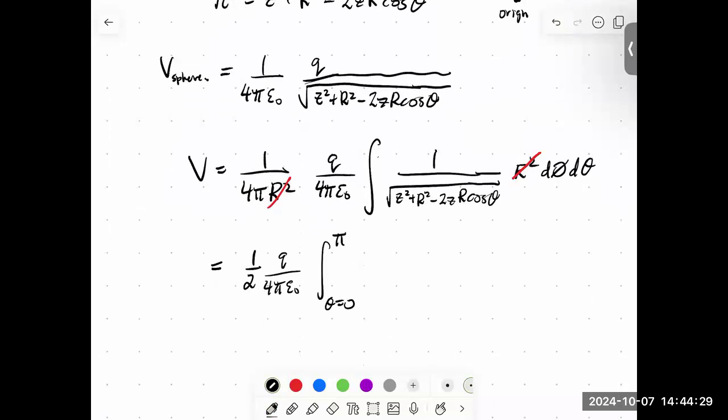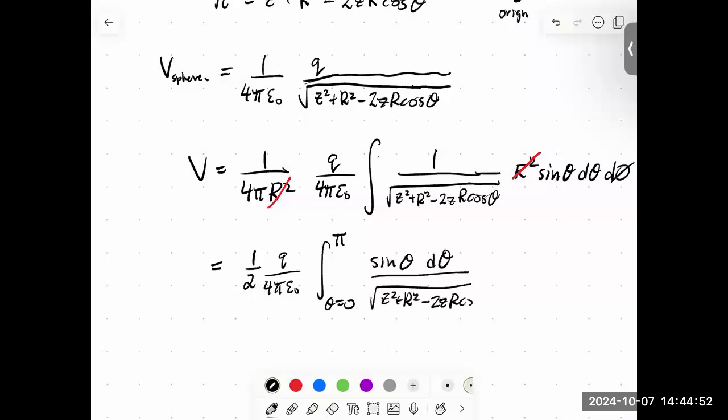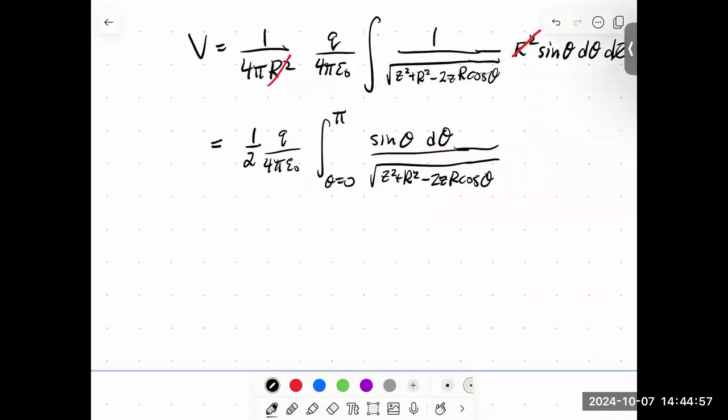And, oh, what did my dA is wrong, right? What am I missing? Sine theta, exactly. You're right. I want that sine theta in here, actually. So we're going to have sine theta d theta over the square root of z squared plus r squared minus 2zr cos theta.